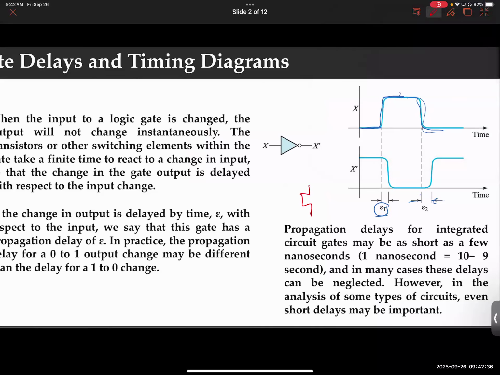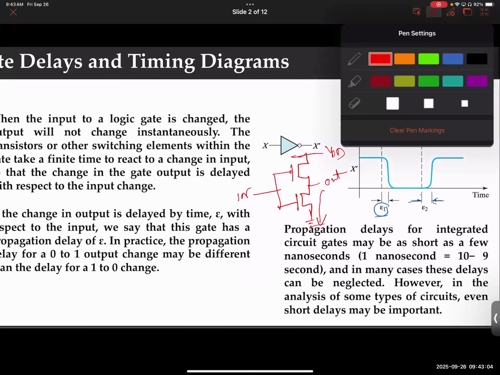Did I tell you that there is an NMOS here and there is a PMOS here? So there are two types of transistors involved, NMOS and PMOS. PMOS is connected to VDD, NMOS is connected to ground, and this is your input, this is your output. So when you go from 0 to 1 in the output, you basically discharge to ground. I'm sorry, what did I say? 0 to 1? So you charge. So when you go from 0 to 1, meaning you charge up the output, okay?